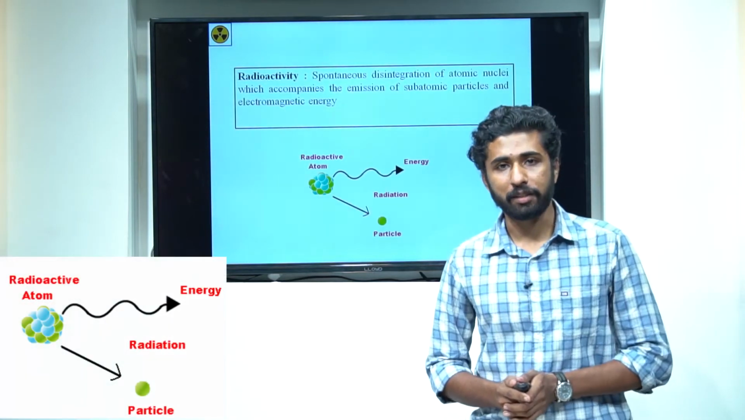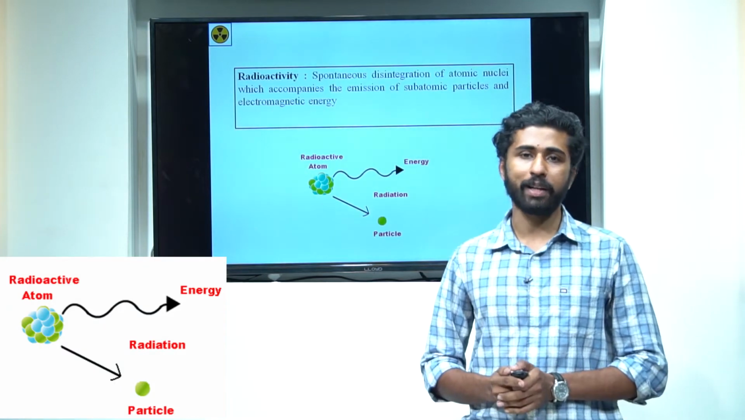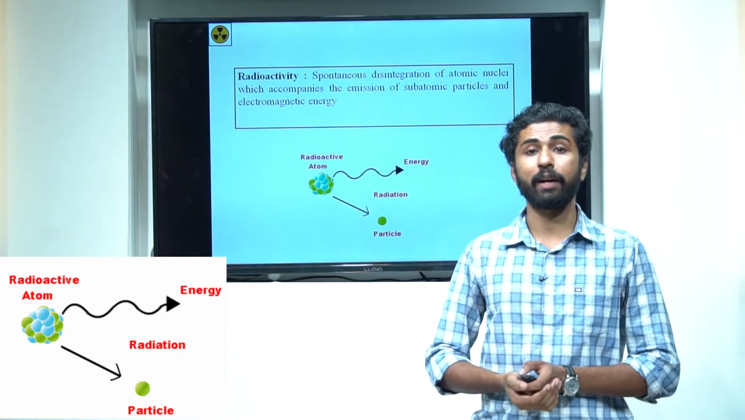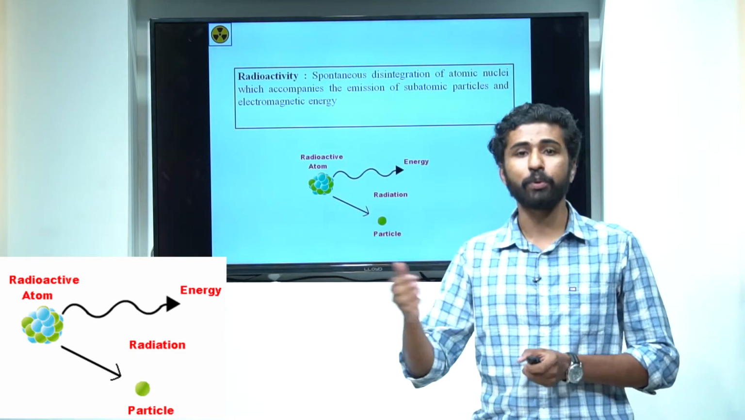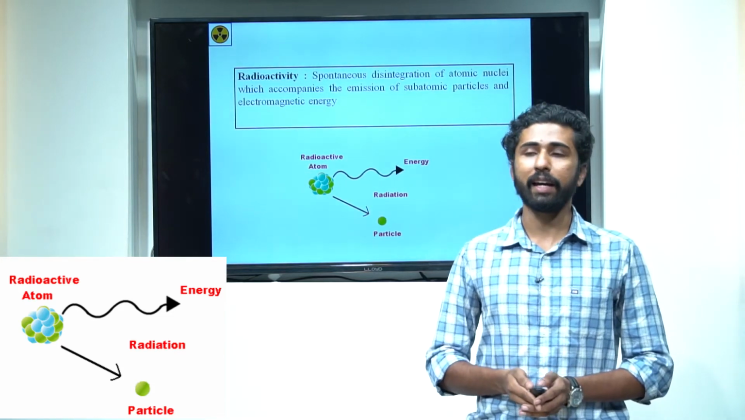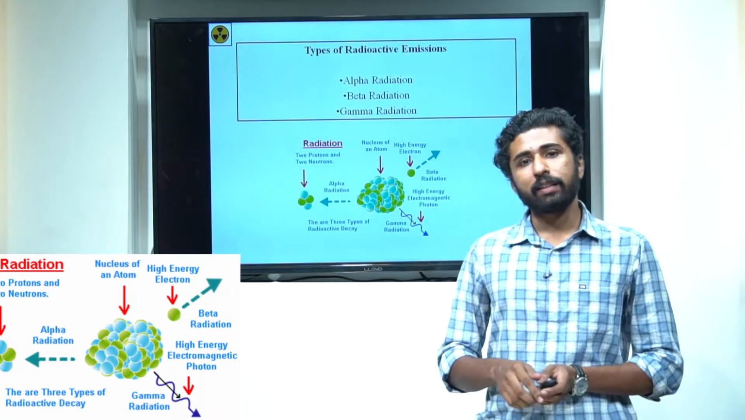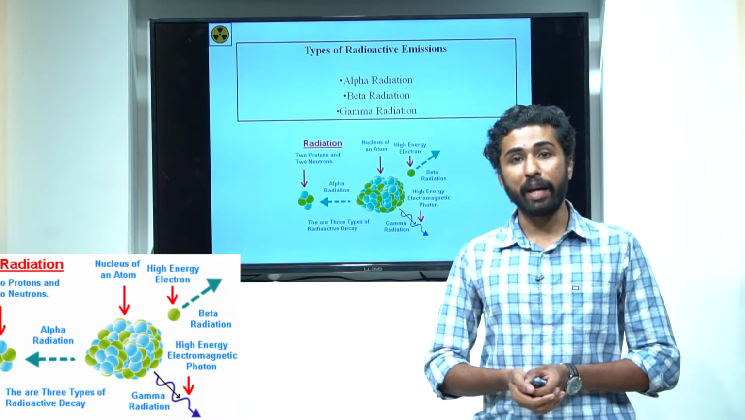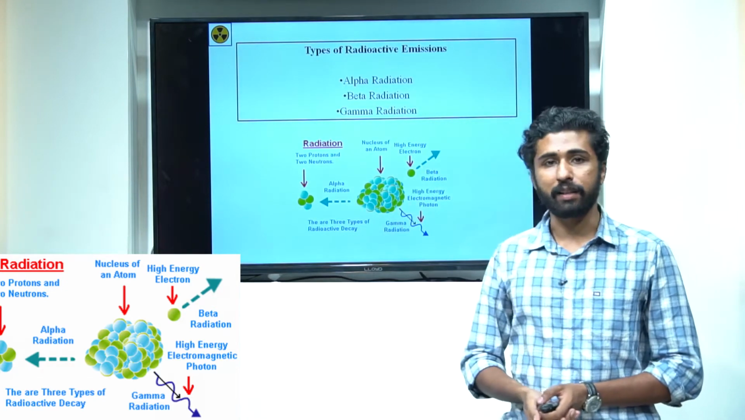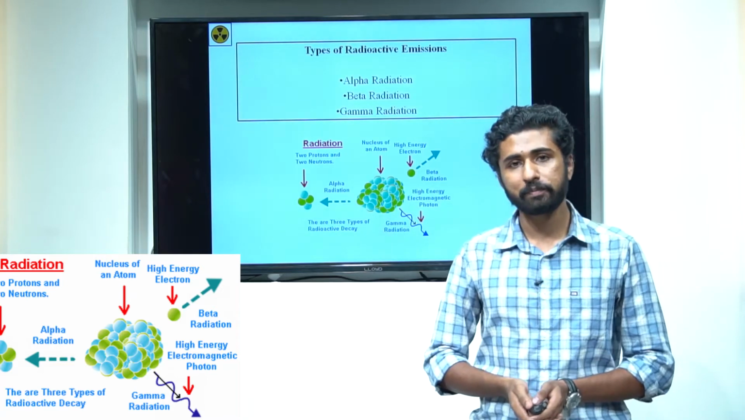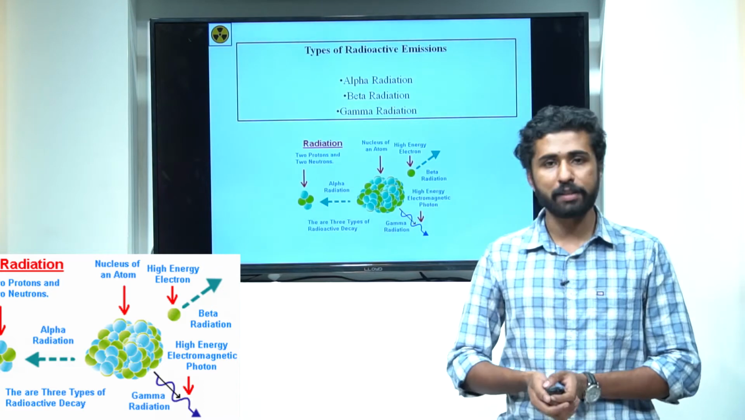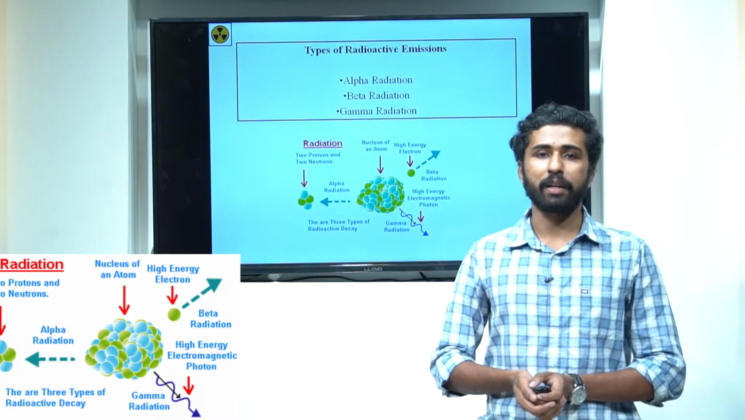We can start this section with the definition of radioactivity. Radioactivity is the spontaneous disintegration of atomic nuclei to form new nuclei by the emission of subatomic particles and electromagnetic energy. This decay or radioactive emission may be of three types: alpha radiation, beta radiation, and gamma radiation. It means if a nucleus undergoes radioactive decay, it can emit alpha, beta, or gamma radiation.